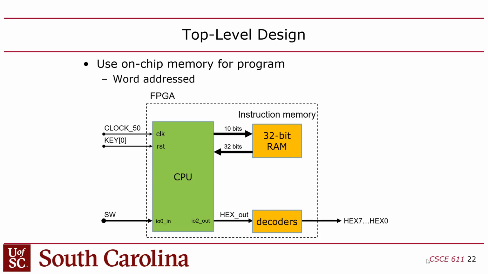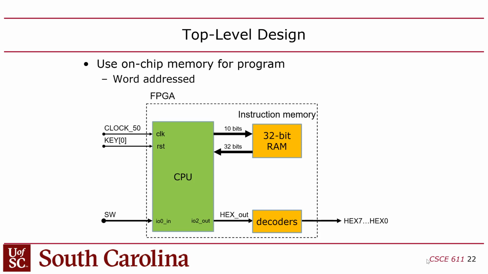Okay, so the top level design: we'll have an instruction memory, the CPU, and the 7-segment decoders on the FPGA. It's pretty simple. Pretty much just switches in and hex displays out, really. It's just one input and one output. And then, of course, you've got your clock 50 and key 0. Key 0 is our reset. And then we'll have an instruction memory.